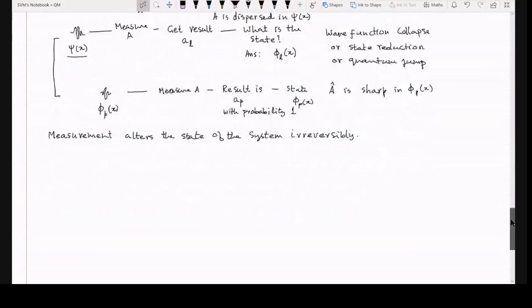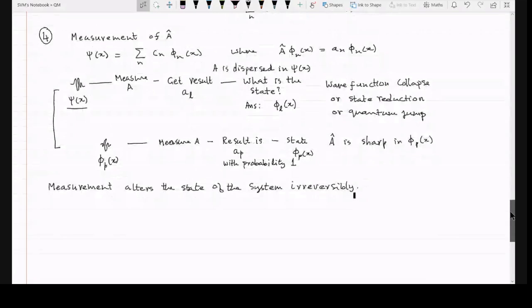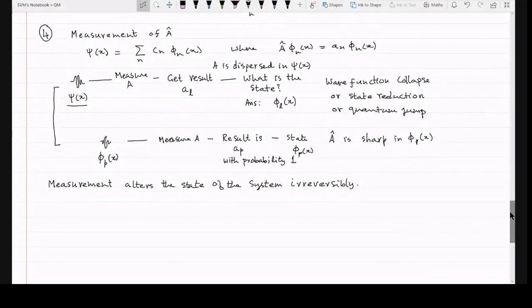So what is this collapse? What is the mechanism of collapse? And most of the interpretation issues of quantum mechanics arise from this particular postulate. This is called the collapse postulate. And we shall look at one of the other important postulates. This is called the postulate for evolution.